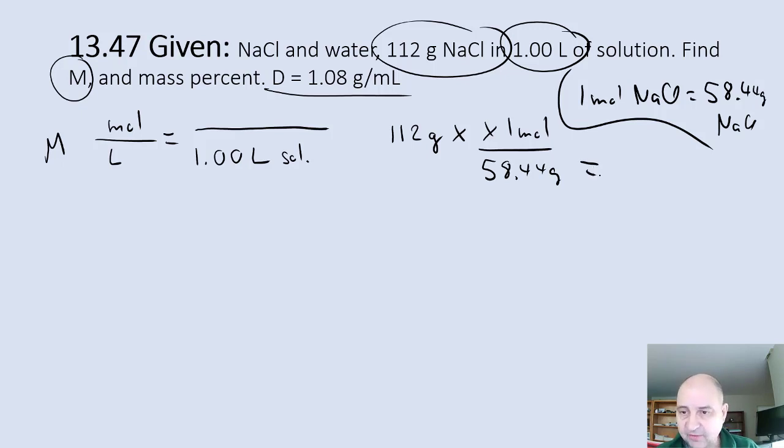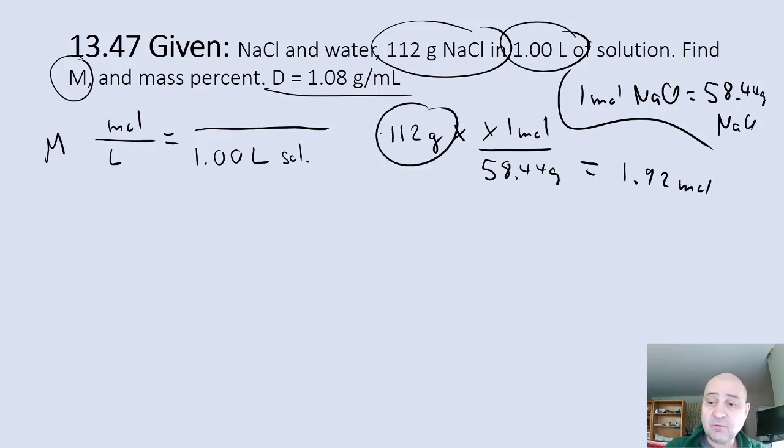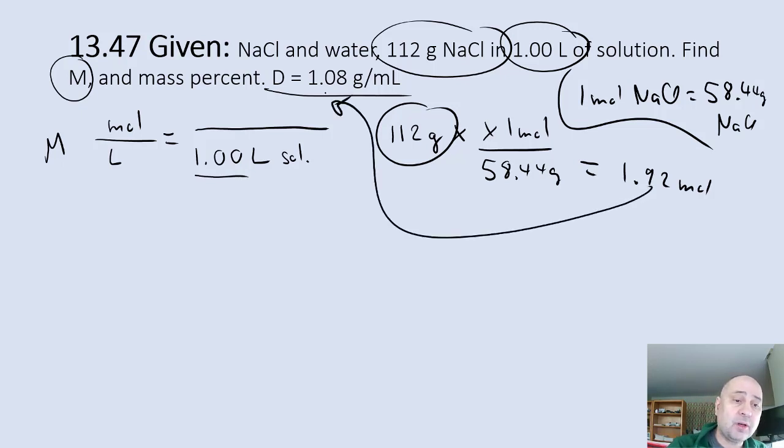I'm not planning that out very well, but that's 1.92 moles. We have 3 significant figures here, 3 significant figures there. That goes up here, so that's 1.92 moles. And so the answer for molarity of this solution would be 1.92 capital M. That is the molarity. So we just did this.